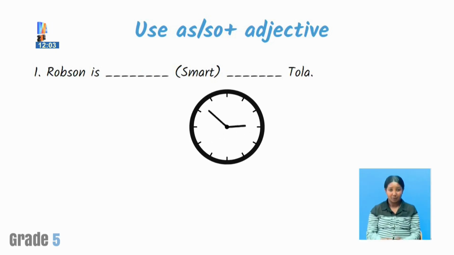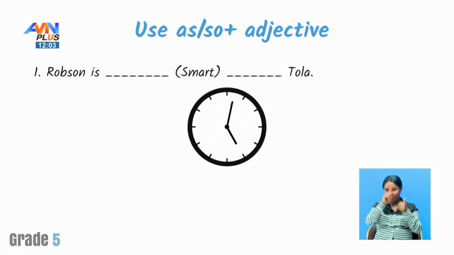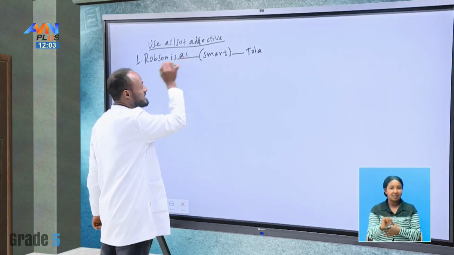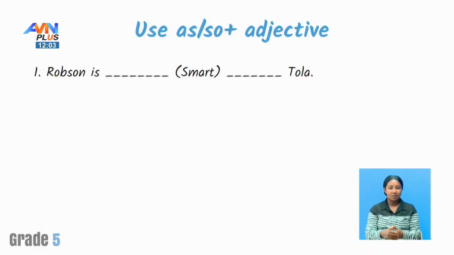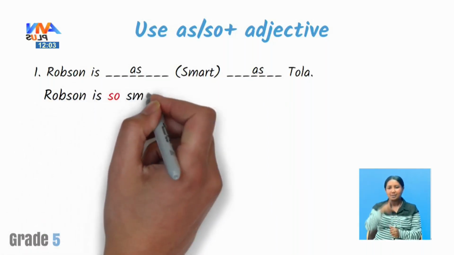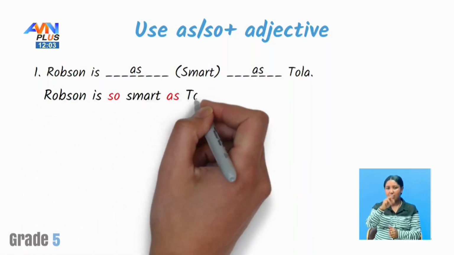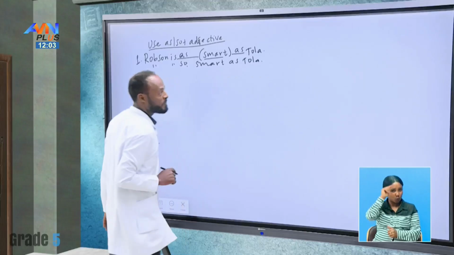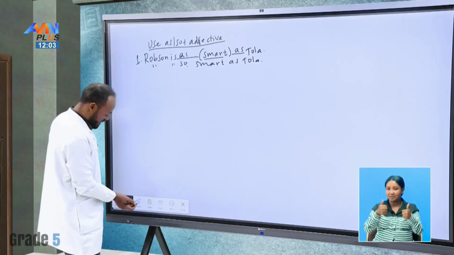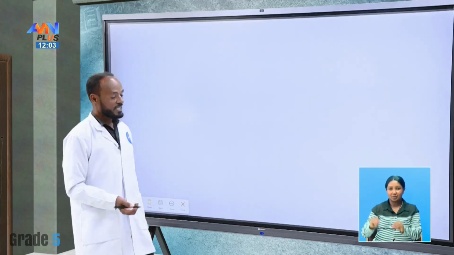Excellent. I hope you did it. Nice. Come on here. We have to say what? Robson is as smart as Tola. We can say. And also we can say this sentence, Robson is so smart as Tola. Is it clear? Nice. Okay, see then. Now let's go to the next point.